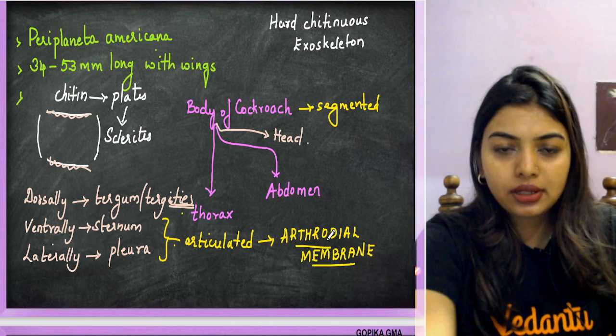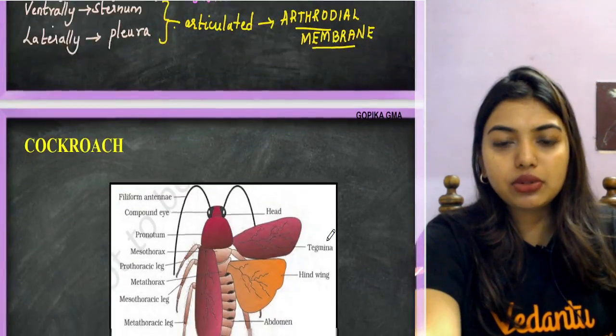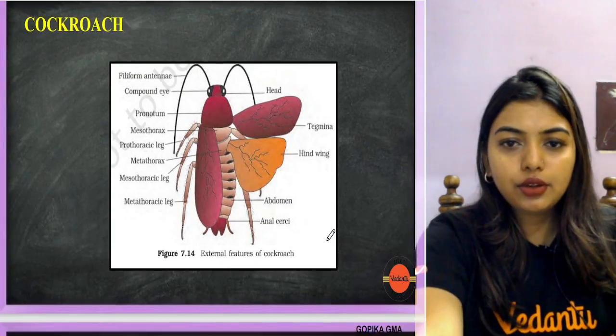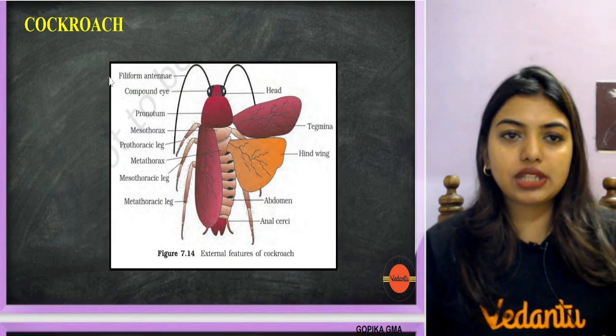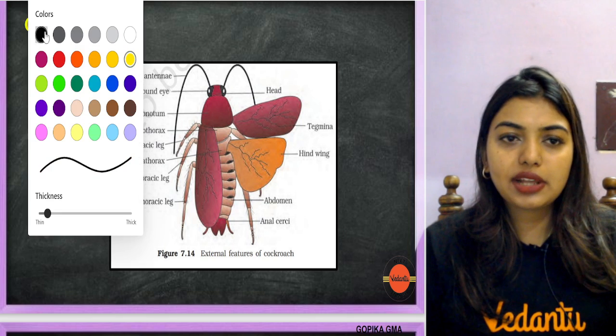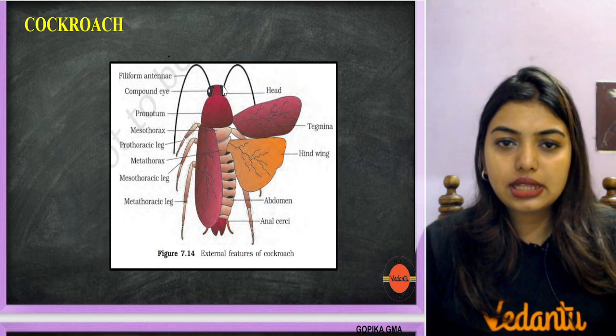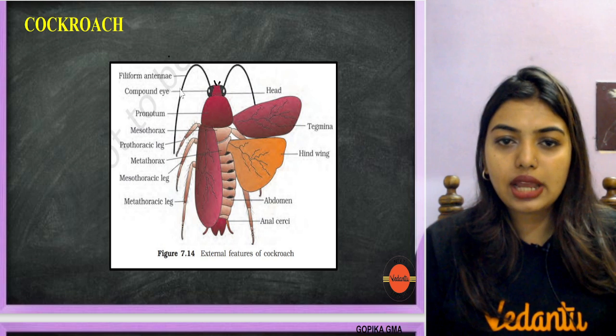Okay, I think all of them would have made notes. Look at this, students. This is how your cockroach looks, right? You wouldn't have seen such a fancy cockroach, but look at it. This is the head region. You can see the eyes, the mouth parts here, and the antenna.